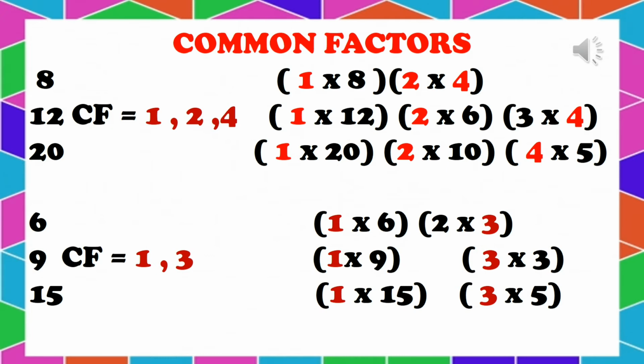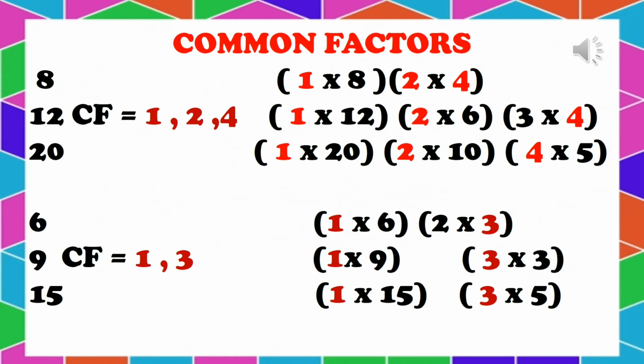6, 9, and 15. We will try to look into their factors. Factors of 6: you have 1 times 6 and 2 times 3. Factors of 9: we have 1 times 9 and 3 times 3. Factors of 15: we have 1 times 15 and 3 times 5. So these are their factors. If we look at the number 1, number 1 is being used when we get the factors of 6, factors of 9, and factors of 15.